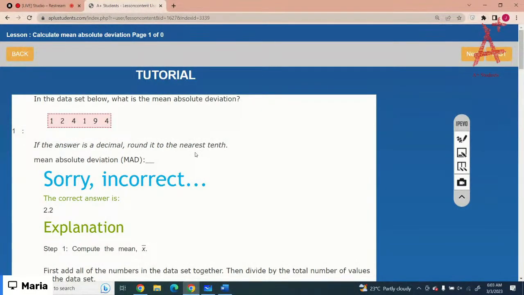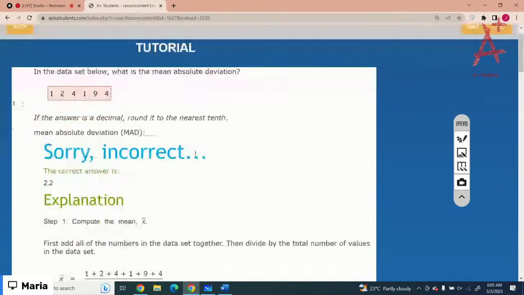In the data set below, what is the mean absolute deviation? 1, 2, 4, 1, 9, 4. They are the numbers. We have to calculate their mean absolute deviation. So what we have to do? First of all, you have to calculate the mean.